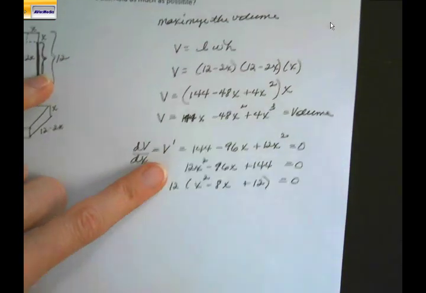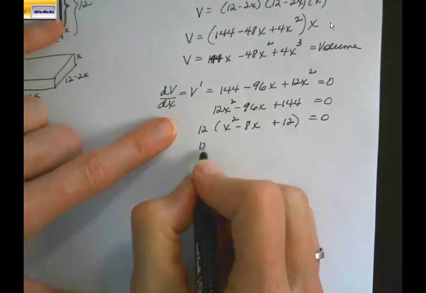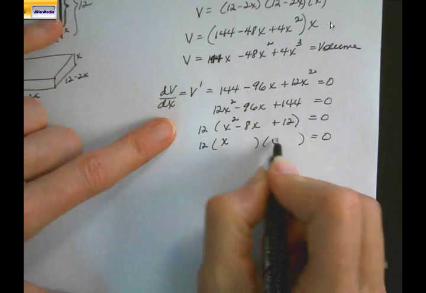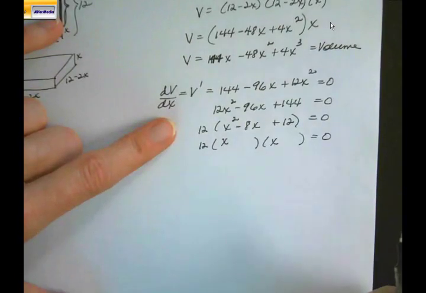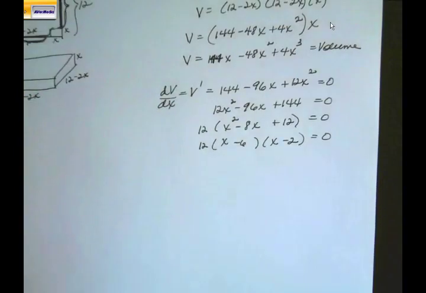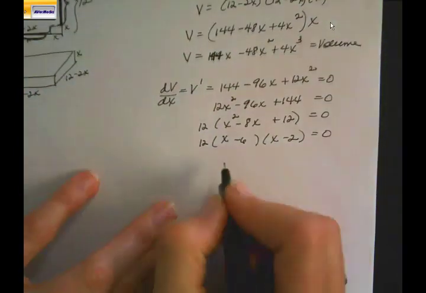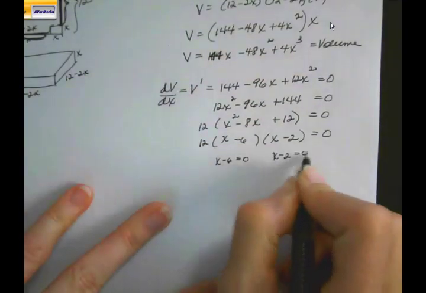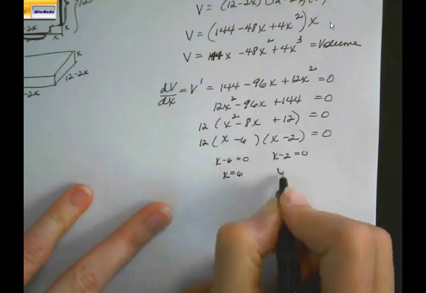Then I'm hoping that thing will factor. If it doesn't, I'd have to go to the quadratic formula. Let's see, an x and what multiplies to be 12 and adds to be negative 8: negative 6 and negative 2. So this is working out very nicely. Then I set each of these factors equal to 0 to get my critical values of 6 and 2.